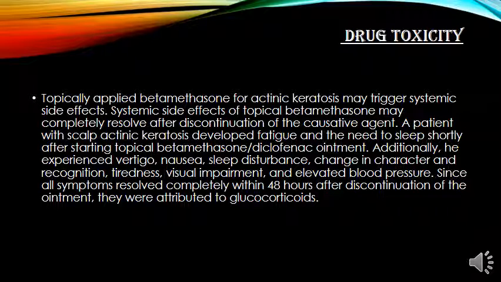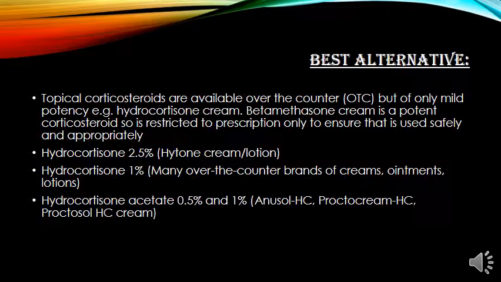Therefore, even small doses of the potent topical steroids can produce systemic side effects like the suppression of the hypothalamic pituitary adrenal axis, iatrogenic Cushing syndrome, and growth retardation in children. But the chances of these severe side effects happening are very rare, and they usually occur in children and in elderly patients.